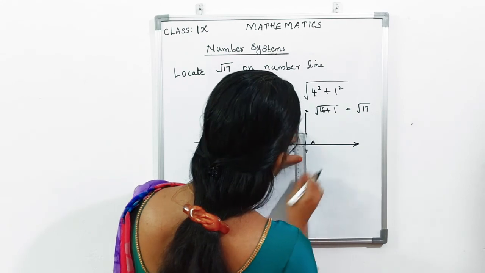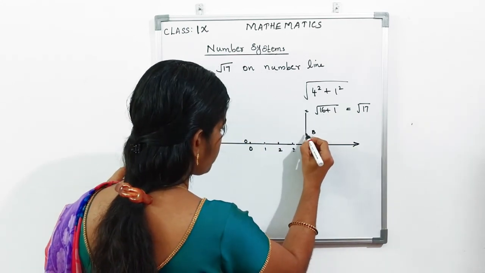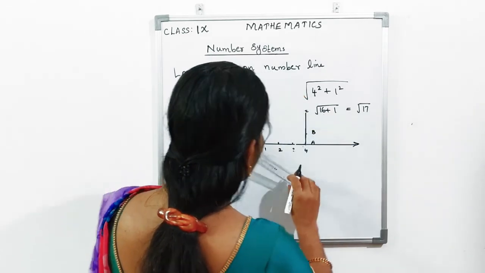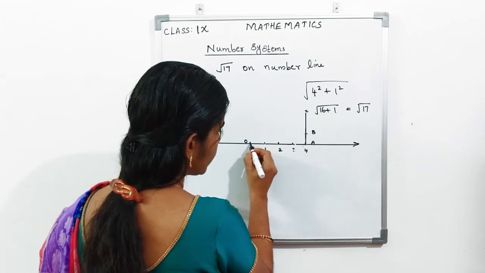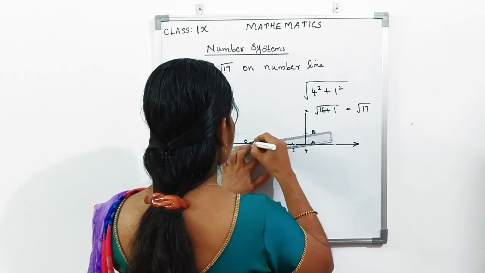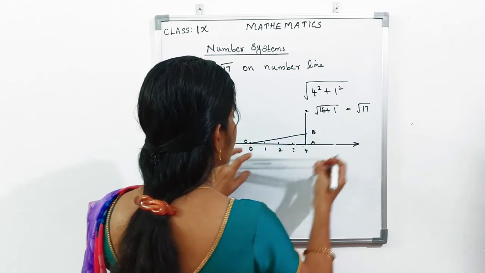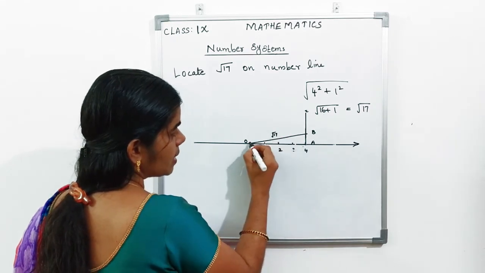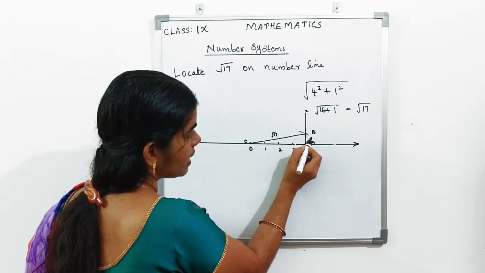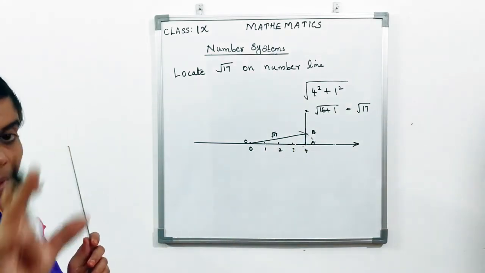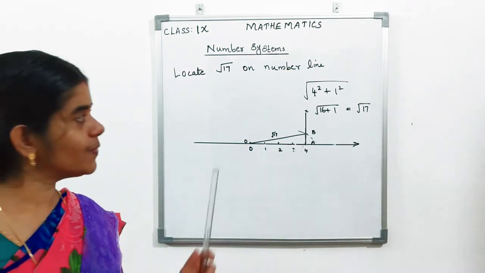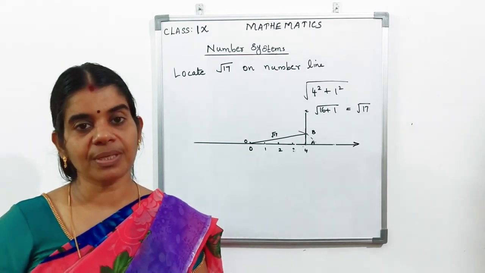I am marking here as B and join these two, O and B. Here I have taken 1 unit. This will be the 1 unit. And join OB. This will be our root 17. Keeping the compass on O, take the distance OB and draw one arc. You want to use the compass and properly draw where that arc touches. That will be the root 17. All of you clear this? Okay, students, thank you.